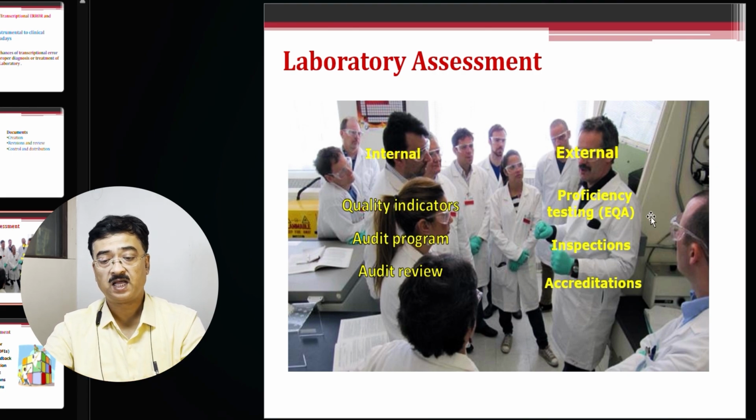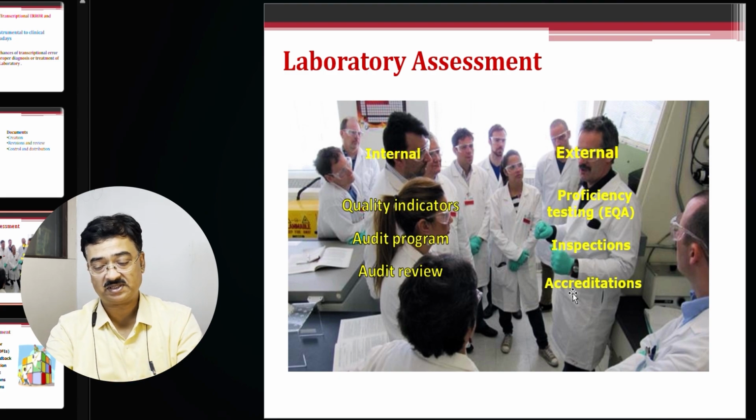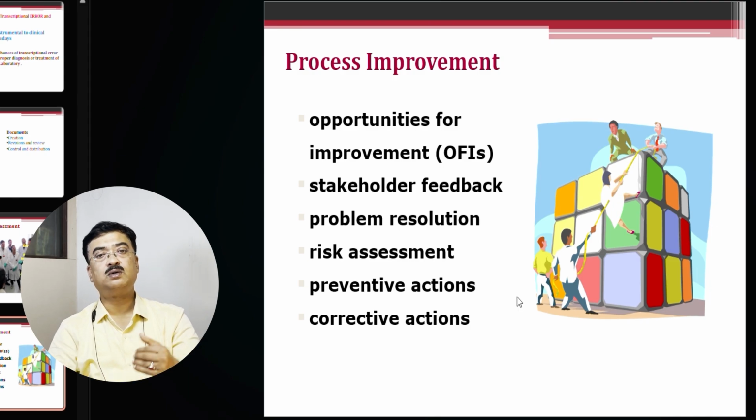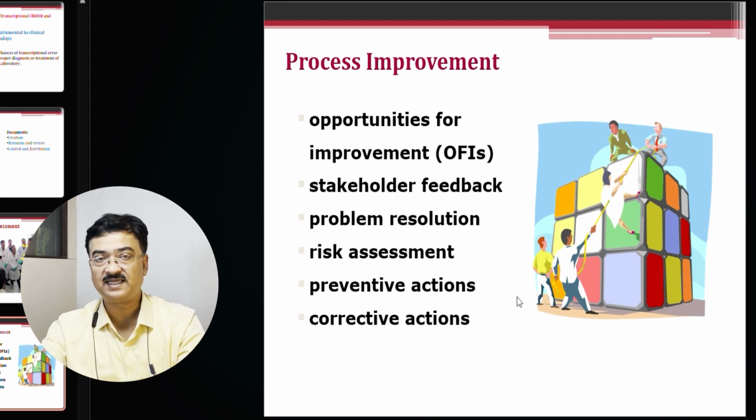Sometimes inspections, and sometimes accreditation or assessment during audit, also find the loopholes in your system and put them in front of you. You take corrective action so that the weak area, the lacunae of your system, can be sealed. So laboratory assessment is a very important thing, first internal, second external, both very, very important parts of your system. Now, after finding out the faults, there is a chance of process improvement. So you want to improve. Unless you find all the faulty areas and seal them, how will you improve?